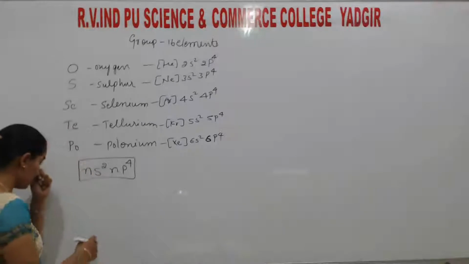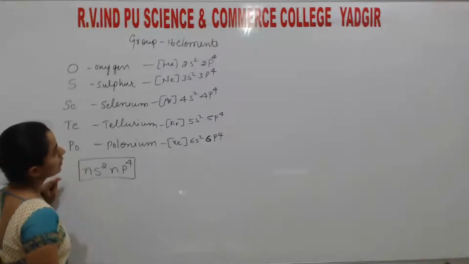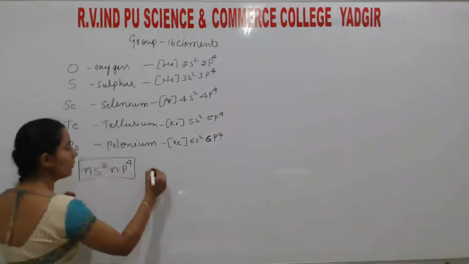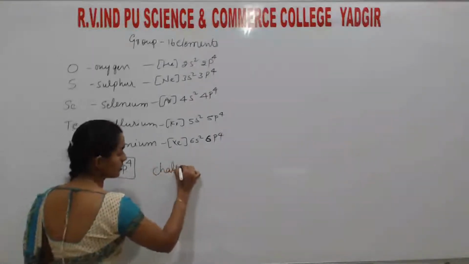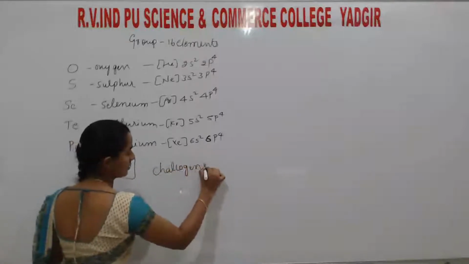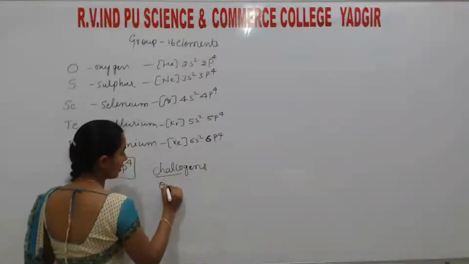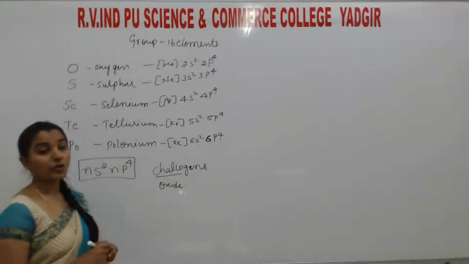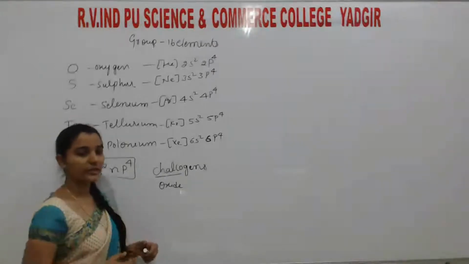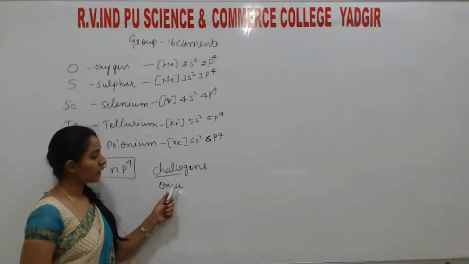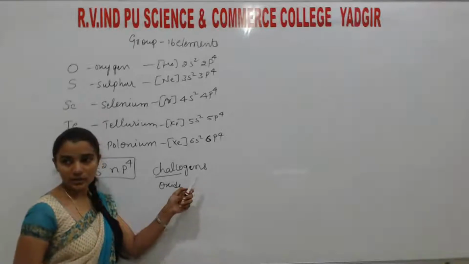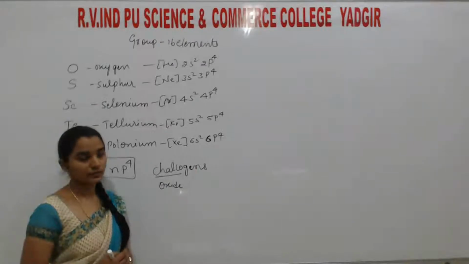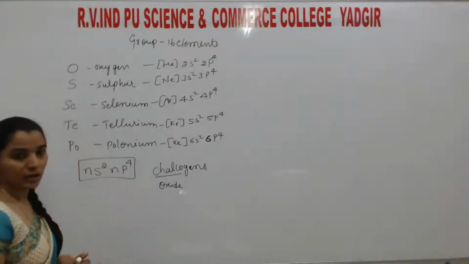Okay, listen. Students, these group elements are called chalcogens. Chalco means oxide. They form stable oxides, so most of these elements are oxide forming. Oxide forming elements are called chalcogens. So this is the electronic configuration.